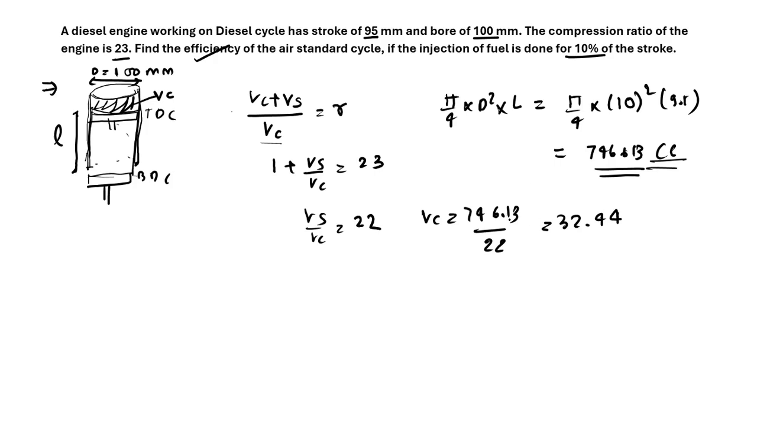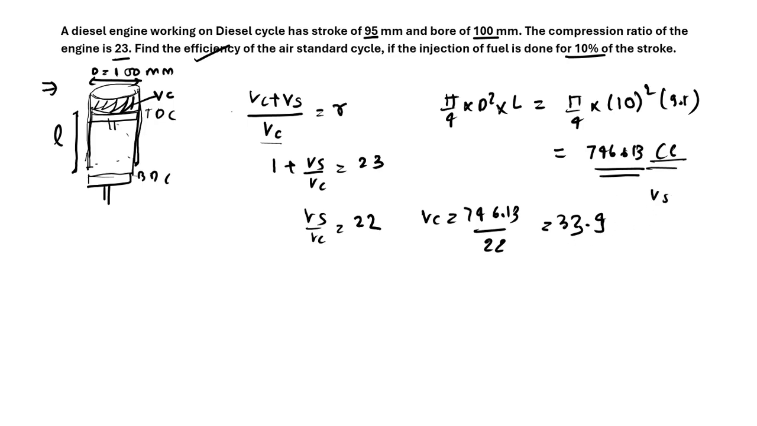Well, let us calculate it once again. We have 746.13 divided by 22, 33.9. Sorry, so this should be 33.9. So let us move ahead. We have in the clearance, we have got it as 33.9.